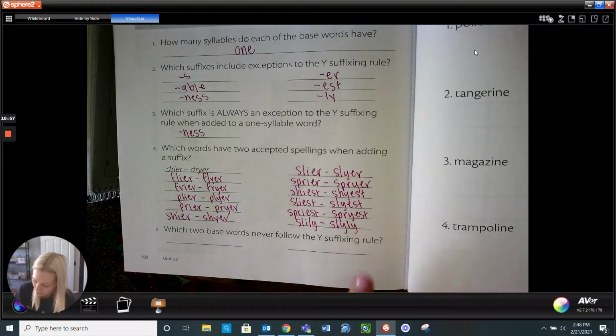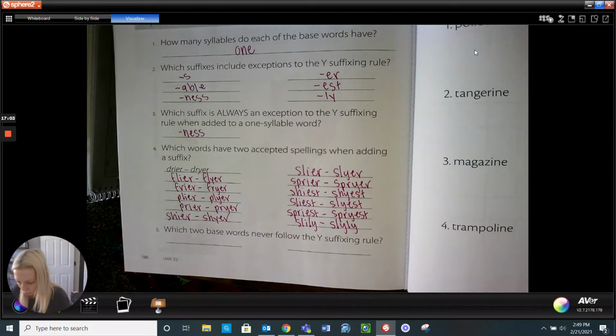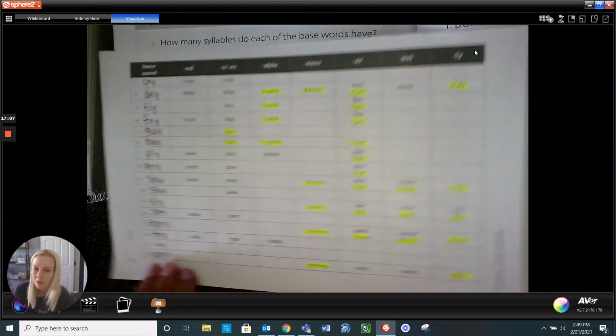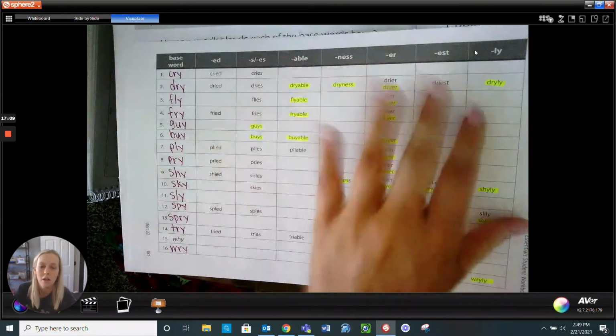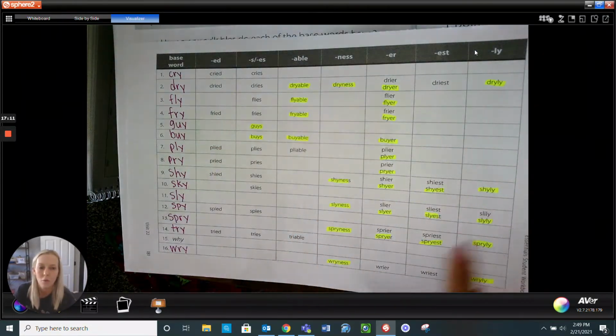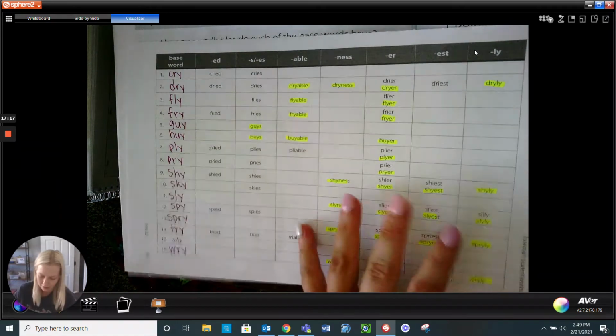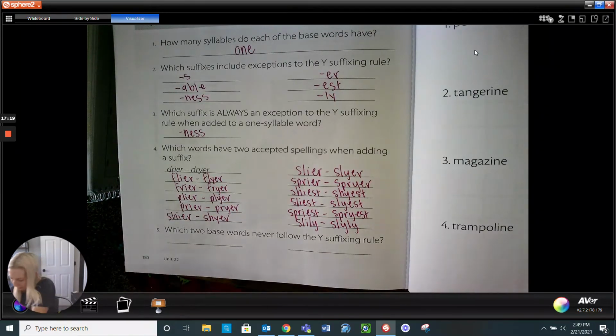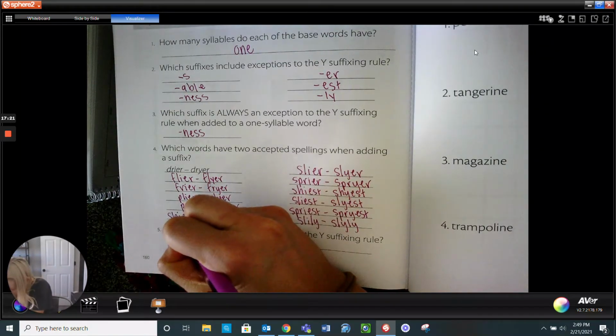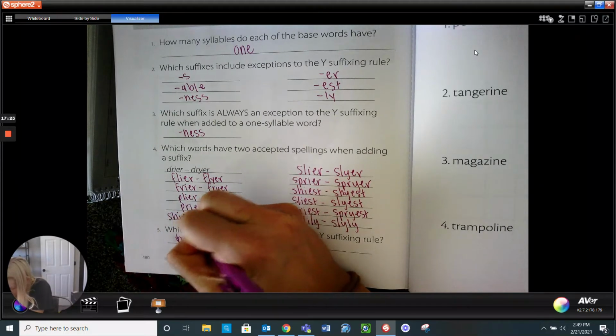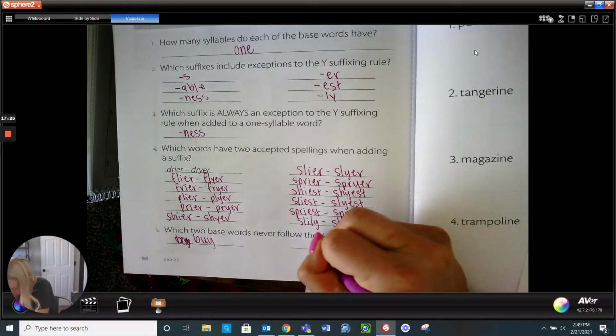All right, which 2 base words never follow the Y suffixing rule? Which ones never follow? Which word has all of their suffix words highlighted? Guy and buy. Very good. Whoops, spelled that wrong. Wrong buy, Miss Kinsler.